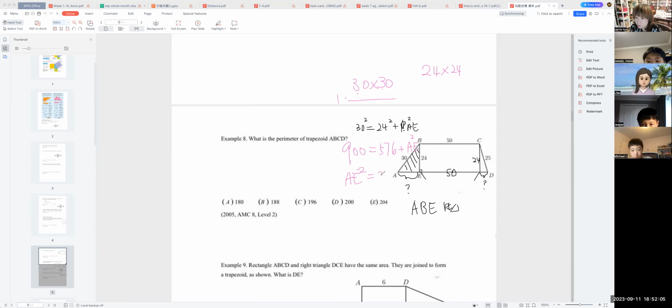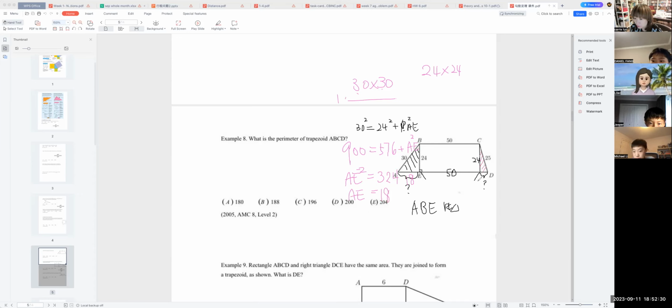So equals 324. So AE equals what? The square root of 324 equals what? Nobody knows? 18. Very good, so this one is 18. Okay everybody, the same thing. Lilac, let's take a look at this one.